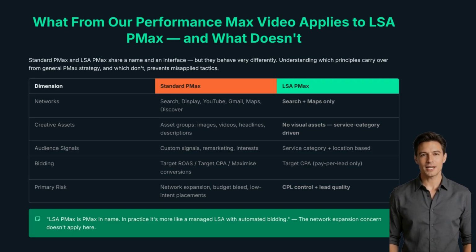The PMax network expansion that worried many advertisers in the standard campaign type is simply not a factor here. The core risk profile for LSAP Max is different from standard PMax. The standard PMax concern is network dilution, budget going to low-quality placements across a wide range of networks. The LSAP Max concern is cost per lead control and lead quality in the absence of manual bidding.